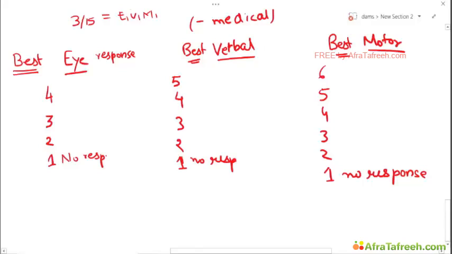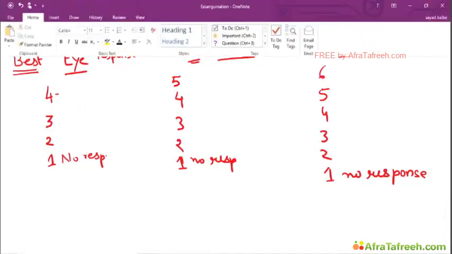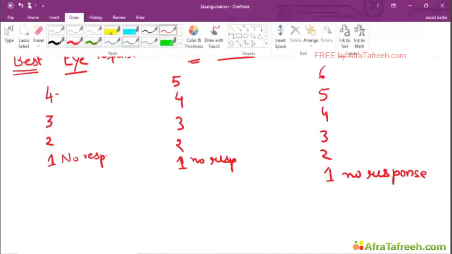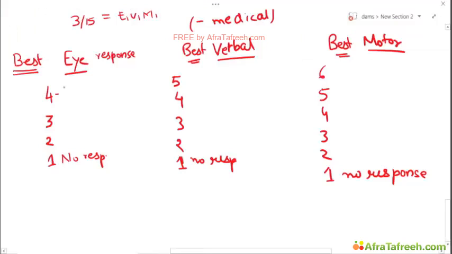Okay, for E, 4 is spontaneous eye opening. I'd suggest that we change colors and then see how we can go about it. So 4 is spontaneous eye opening. Okay, 3 is eye opening to command. 2 we have eye opening to pain, and 1 even on pain there is no response.